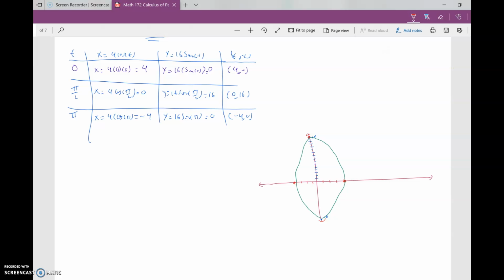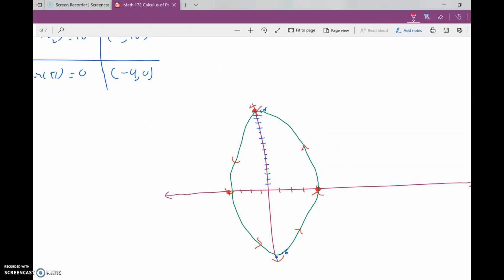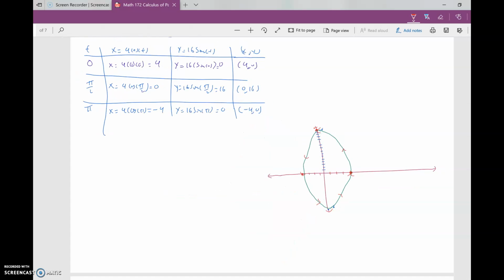Okay, let me put the arrows. So for our arrows, it's going in this direction. Okay, not the best sketch, but that would be sufficient. That was the arrow.